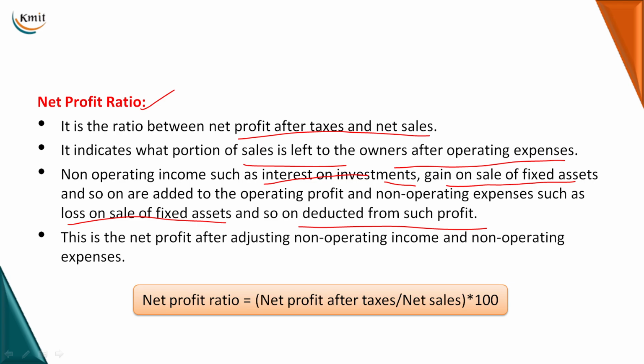and non-operating expenses such as loss on sale of fixed assets and so on will be deducted from such profits. The meaning here is that only the expenditures and the incomes which are generated in the course of conducting or operating your business are considered for the calculation of your net profit ratio. So this is the net profit after adjusting non-operating incomes and non-operating expenses.